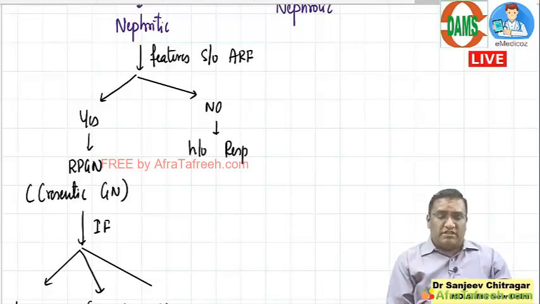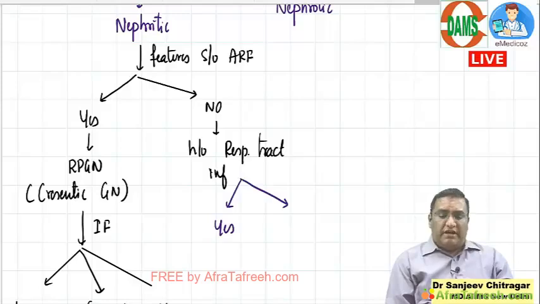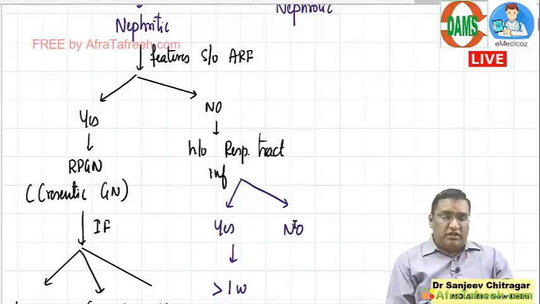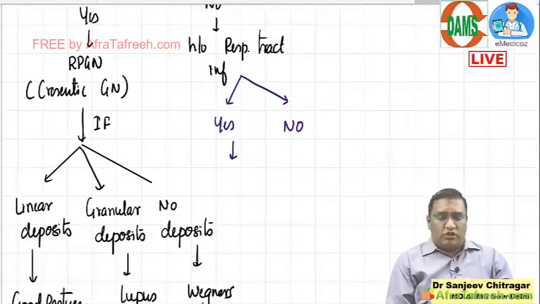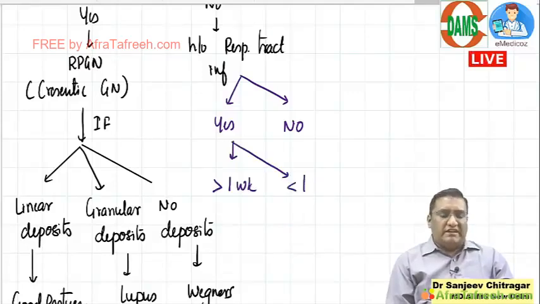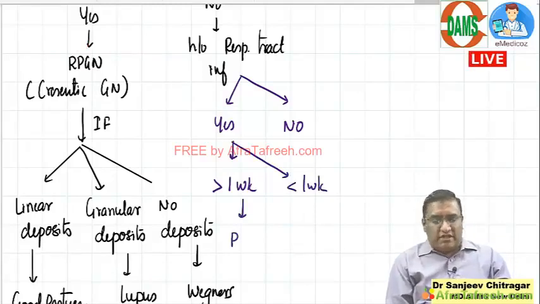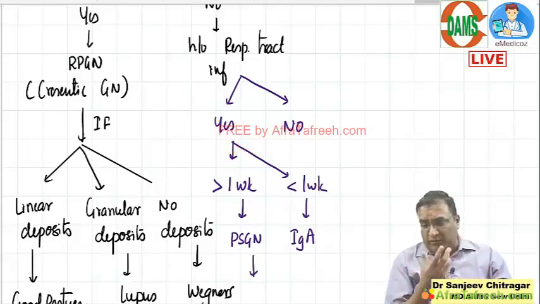So check for history of a respiratory tract infection. Yes, there is a respiratory tract infection, or no, there is no respiratory tract infection. If it is there, check the rough age of the infection, more than 1 week or less than 1 week. If it is more than 1 week, then we suspect PSGN. Less than 1 week, IgA nephropathy. Of course, in PSGN they can give antibody titers, which might be elevated. All those things can be given.